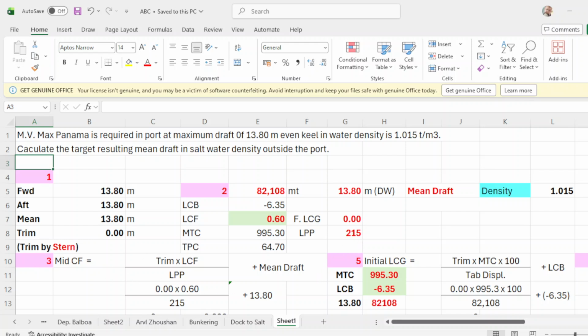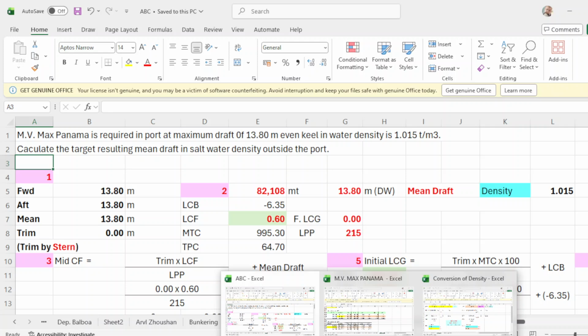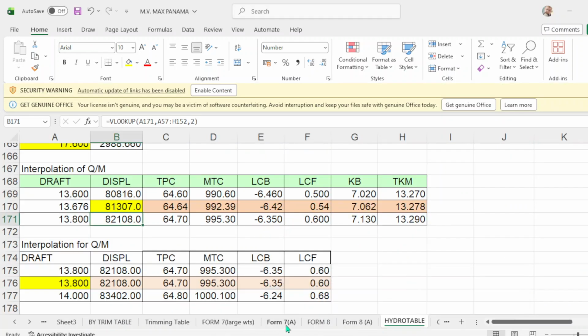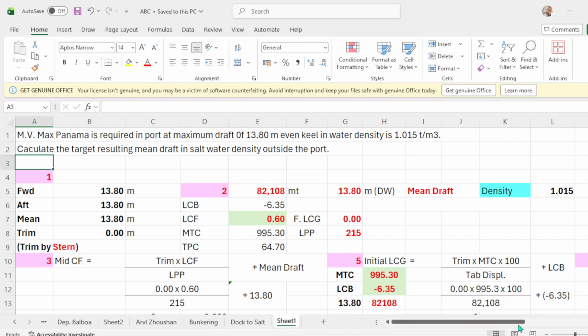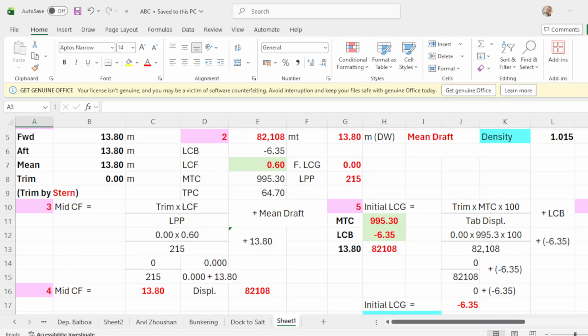Then number 3, we go to, so that will be number 2. I'll show you in the program. Number 2 is LCF is 060. The LPP is 215. Then we go to number 3. What will be the LCF? LCF will be 13.80. Number 3, the answer LCF is 13.80. And the displacement is 82108, which is the same here.